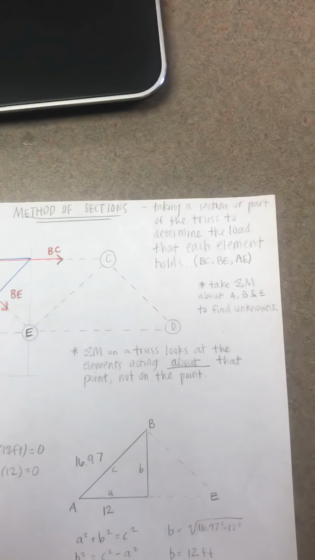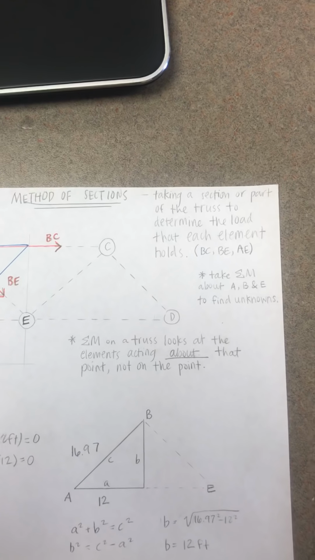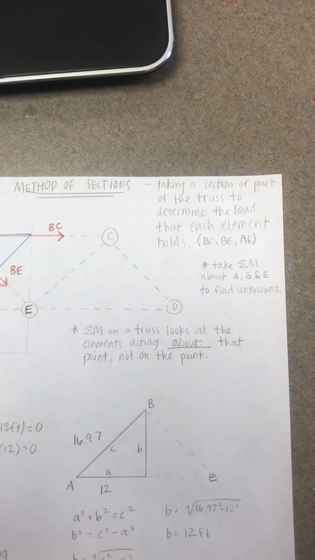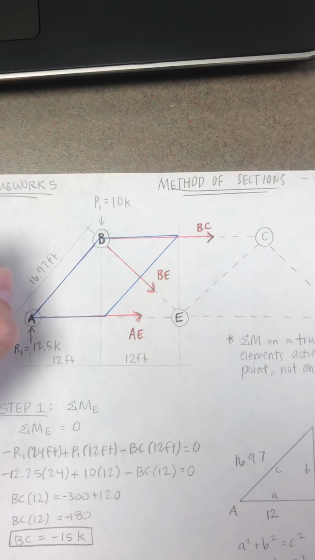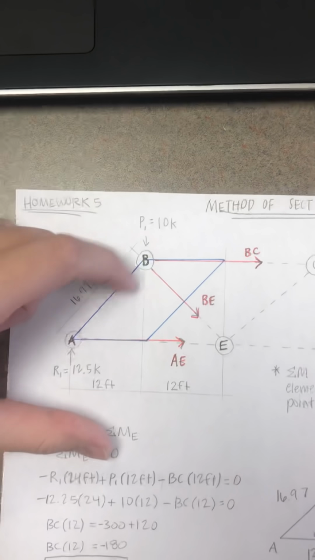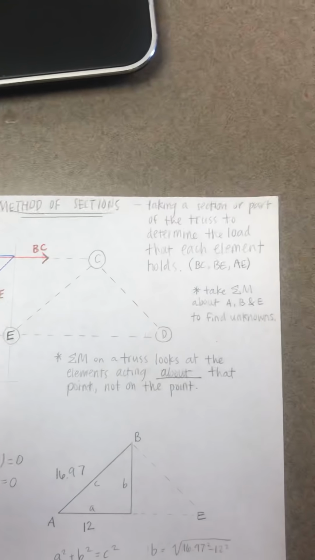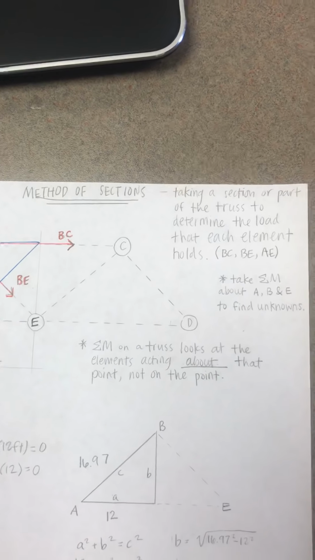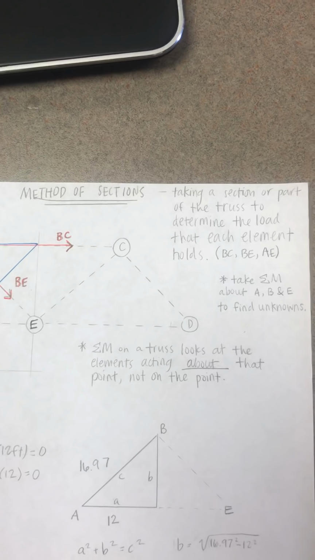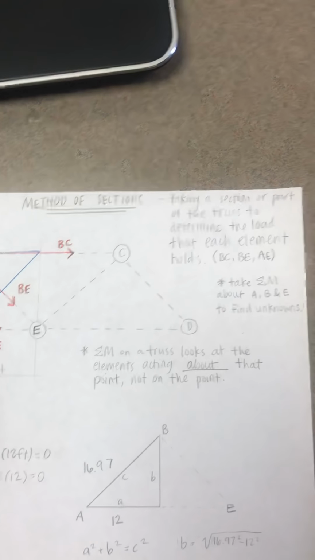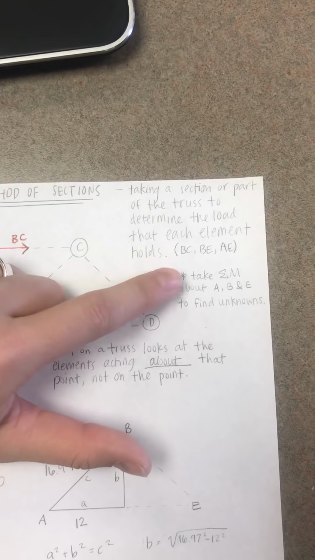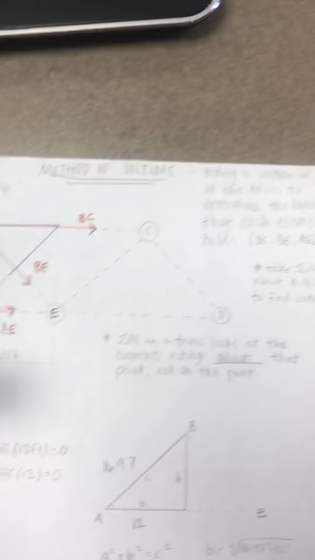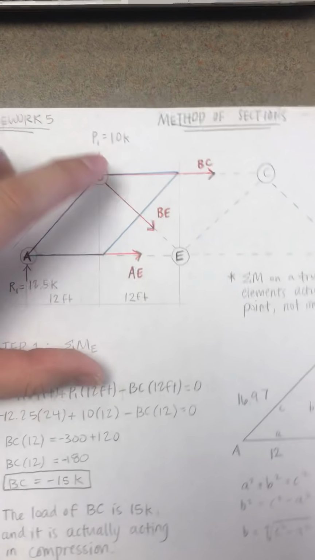For the method of sections, you're looking at a section or part of the truss to determine the load that each element holds. So you're determining the load of these three elements and then whether they're in tension or compression by looking at this section. The biggest difference between the method of sections and the other method is that in this one we're going to look at the sum of the moments. So we're taking the sum of the moments about A, B, and E, which are these three points right here.